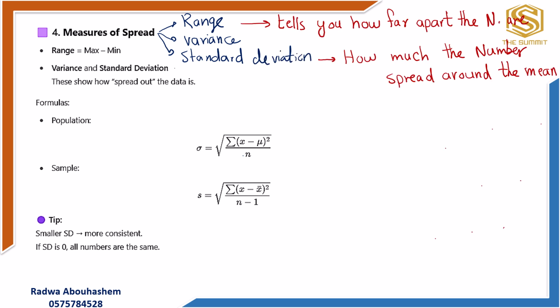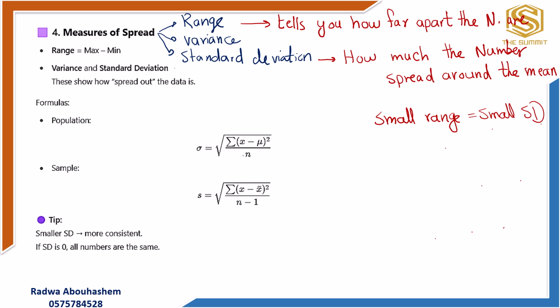The range tells you how far apart the numbers are, and the standard deviation tells you how much the numbers are spreading around the mean, which means they are close to each other or widely spread out. So if you have a small range, this means that you have a small standard deviation.